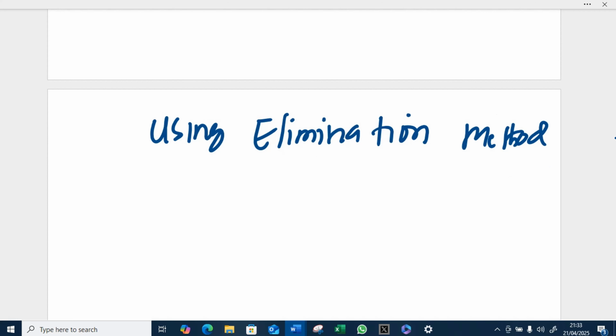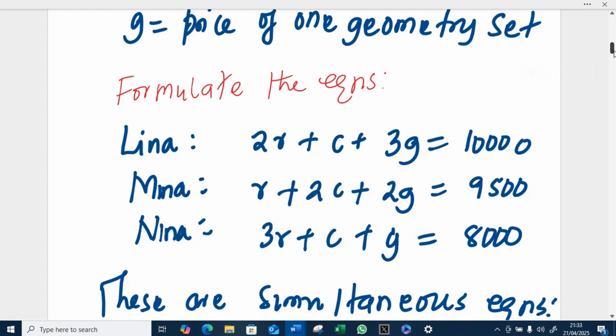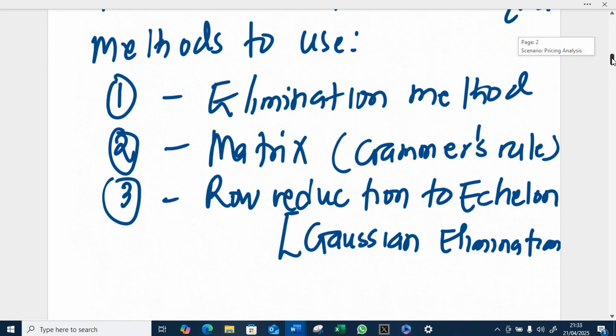Let's look at the equations. This is equation 1, 2, and 3. When you look at equation 1 and 3, we can eliminate C by just subtracting equation 1 from 3. Or you get equation 1, we subtract equation 3, it will still be okay. So let's get equation 1 minus equation 3.